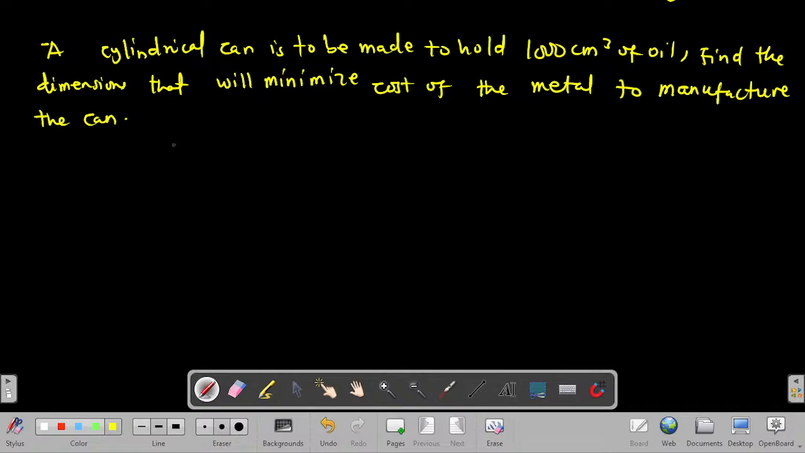So let's analyze this problem. It says that a cylindrical can is to be made to hold 1,000 cubic centimeters of oil. Find the dimensions that will minimize the cost of the metal to manufacture it. So this is what we call optimization.